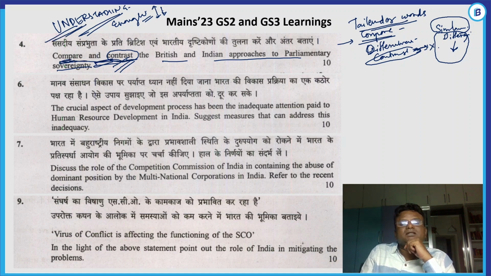Okay? That is the reason I picked up this question from GS2. Next, the crucial aspect. Now I have a problem with this question, that's why I brought it up. The crucial aspect of development process has been the inadequate attention paid to the human resource development in India. So this is the question I was referring to in the previous GS1 paper. Suggest measures that can address this inadequacy.